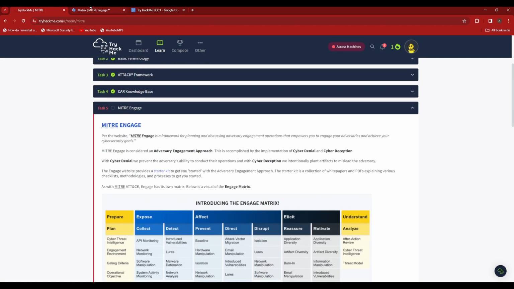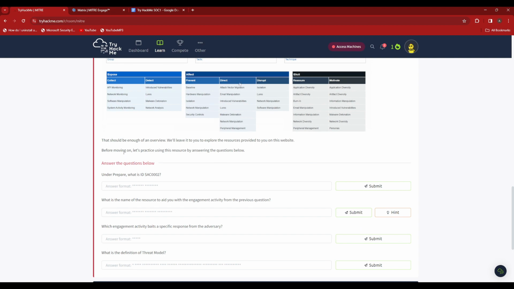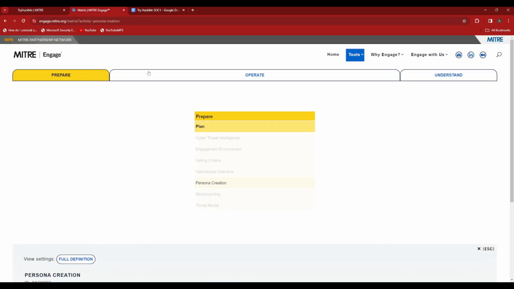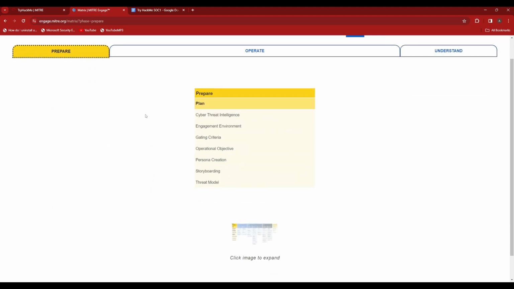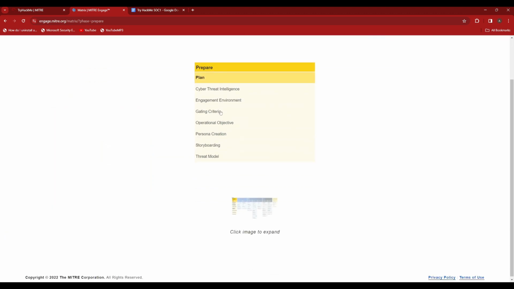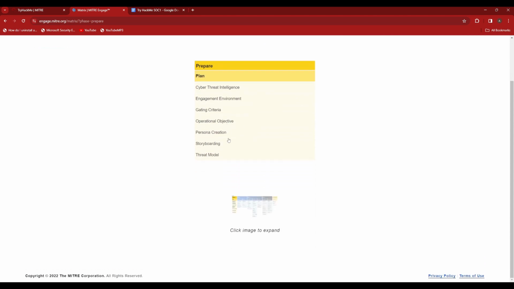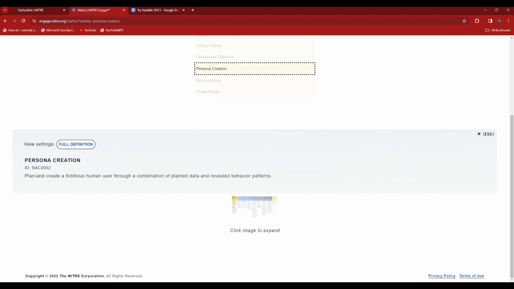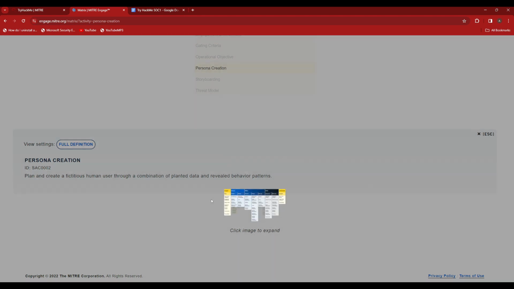We'll see. Okay, so pretty easy one. First question is under prepare. What is IDSAC02? After coming over to prepare, which is right here, it has a couple of the stages of the Engage MITRE ATT&CK model. And if you go down to, I believe, persona creation, here we go, IDSAC02, plan to create a fictitious human user through a combination of planted data and revealed behavior patterns.